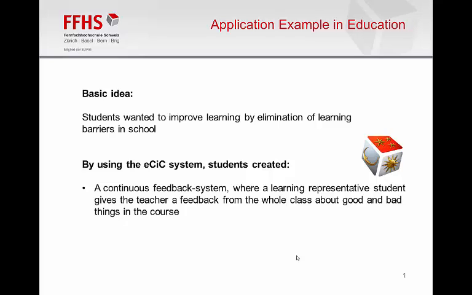So they have a continuous feedback to the teacher. After one or a few lessons, this representative contacts the teacher and gives him a feedback. So no single students have to go to the teacher, just one student for the whole class. He is a representative for that. And by this way, the student can improve the learning by giving the feedback while they are doing the course. Normally, if you give a feedback in a course, you give it at the end of the course, but then you cannot profit of the results of the feedback.